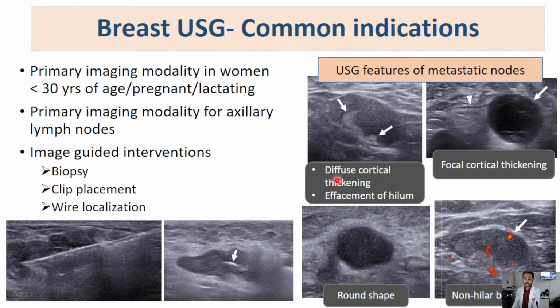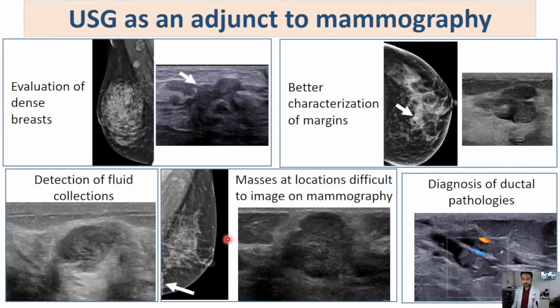It can also be used to guide interventions such as biopsy and clip placement as well as localization. Ultrasound is also a useful adjunct to mammogram in cases such as dense breasts and also to evaluate the margins better for a lesion that has been detected on a mammogram. It can be used to detect fluid collections, lesions that are difficult to image on a mammogram, and also for evaluation of ductal pathologies in patients who present with nipple discharge.